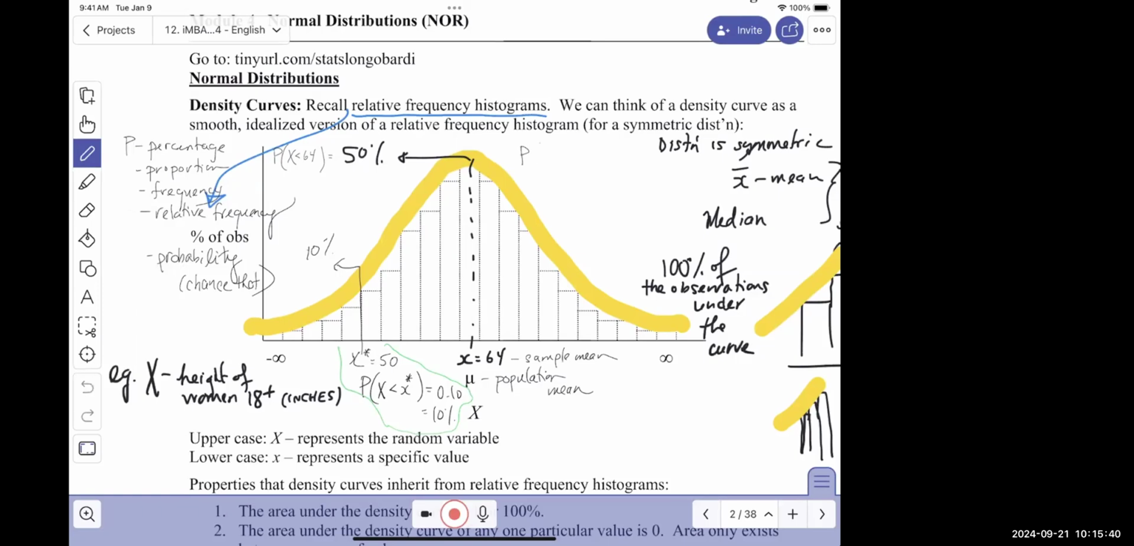So we can write the probability, and now you're going to put the big X in the middle. You're going to go in numerical order, put the smaller number here, 50, and 64. This is in between. The chance of a woman's height being in between 50 and 64 is 40%. So that's how we interpret with the relative frequency histogram.